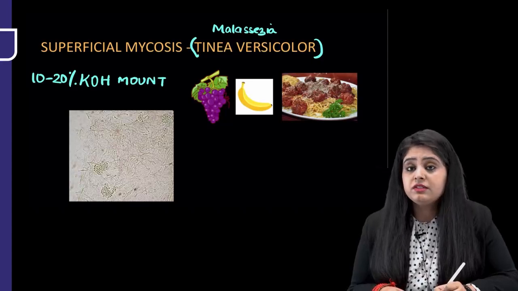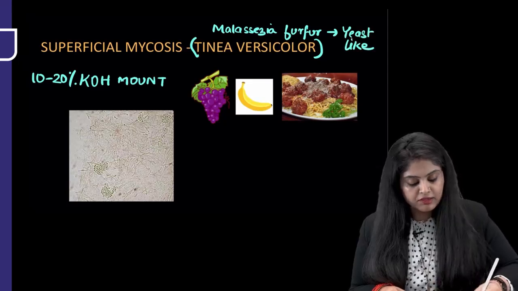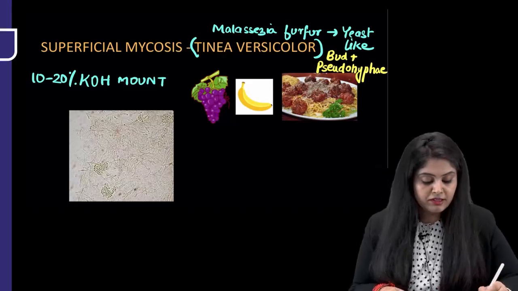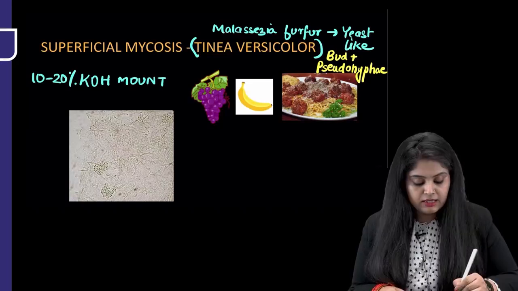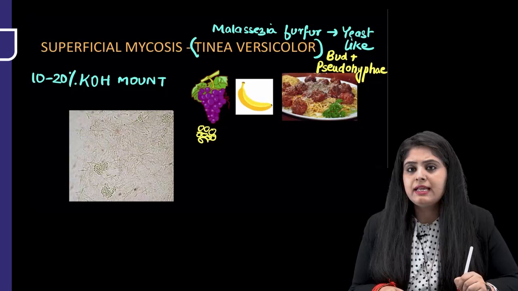Is it yeast? Is it yeast-like? So I hope you all remember that Malassezia furfur was a yeast-like organism. Whenever I say something is a yeast-like organism, means it's going to have budding form also, and it is going to have the pseudo hyphae also. And if you remember this information, now let me go on to it. When I say budding, means there is going to be a bunch of something that is budding. So if we draw it out again, there's going to be a bunch of something that is going to be budding. Isn't it looking like grapes?